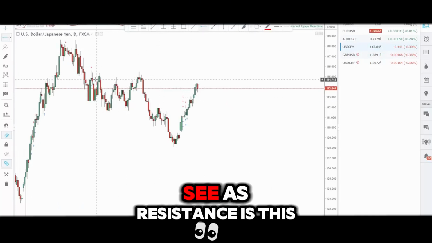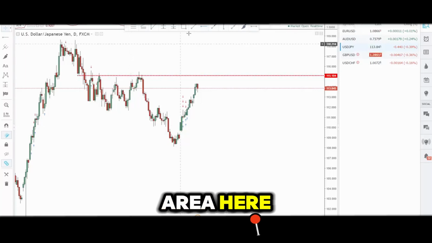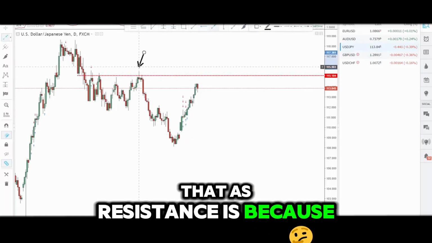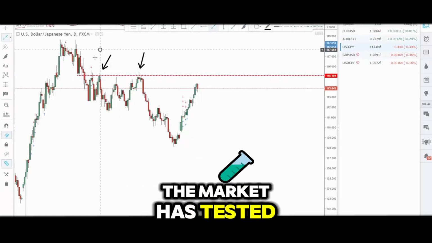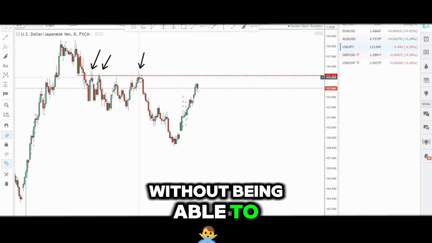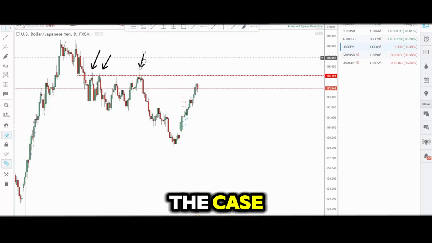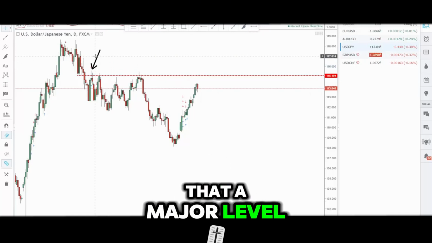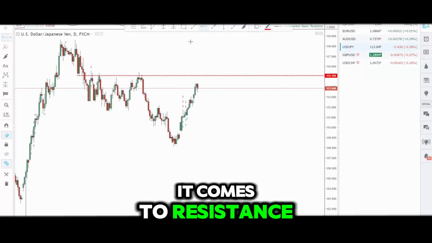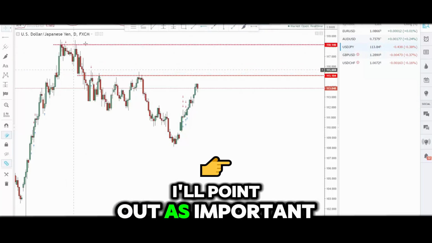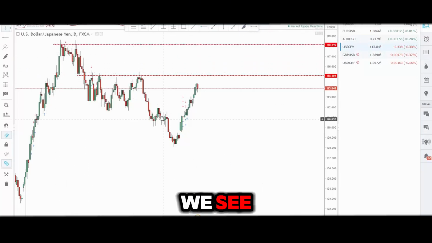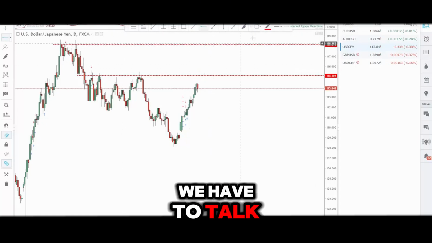So the first thing I see as resistance is this area here. The reason I see that as resistance is because this is a place the market has tested multiple times without being able to get above, at least as of late. So with that being the case, I would definitely consider that a major level of resistance. And when it comes to resistance, the next level that I'll point out as important is this highest level we see looking left.